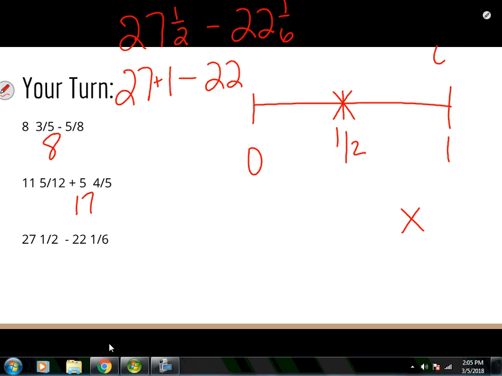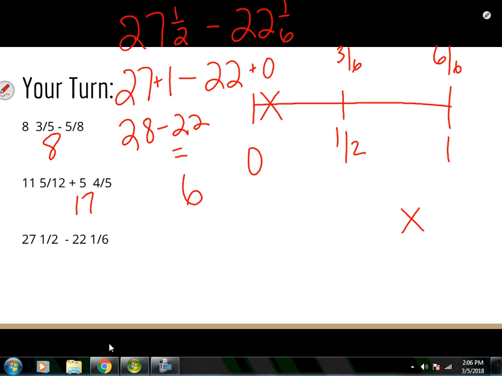6 out of 6 would be a whole. 3 out of 6 would be half. We have 1/6. It's way down here by the 0. So that would be worth 0 when we're estimating. So 27 plus 1 is 28, minus 22. We would be with a final answer of 6.